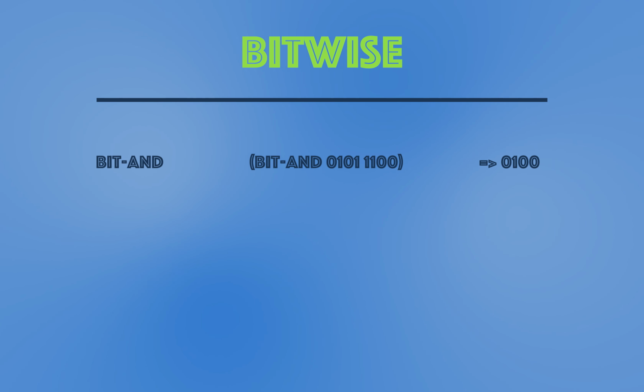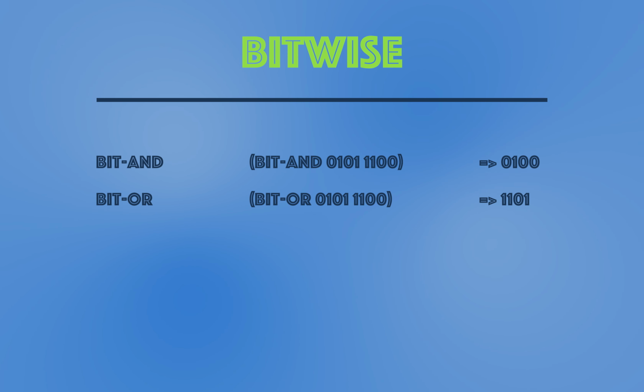So we have bit and, okay? It will basically compare bit by bit the input that you give it, and it will check whether those bits that correspond to each other will... it will perform an AND on those bits. So something like 0101 bit AND 1100 will give us 0100.